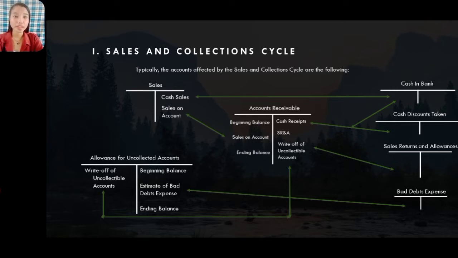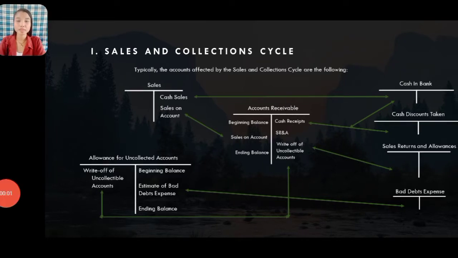When we have a write-off, we will credit accounts receivable and debit allowance for doubtful accounts. However, when we have an estimate of bad debts, we will credit allowance for doubtful accounts and debit bad debt expense. However, when we have sales returns and allowances, we will debit sales returns and allowances and credit accounts receivable.